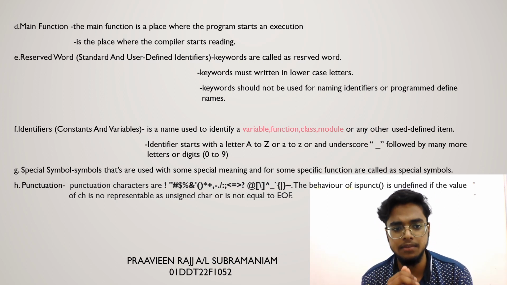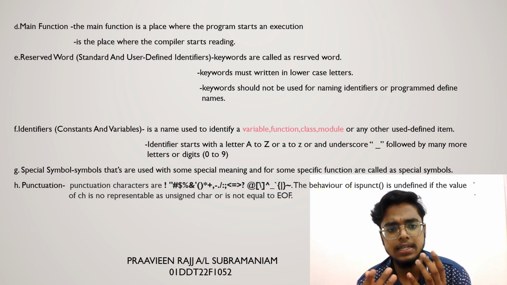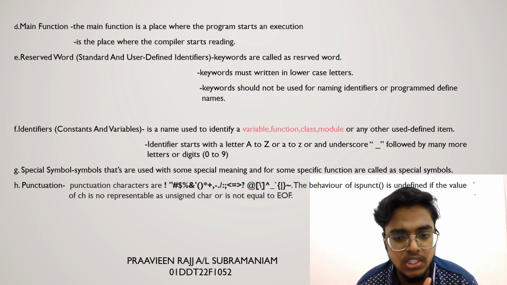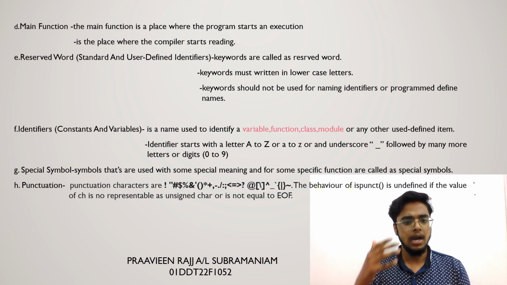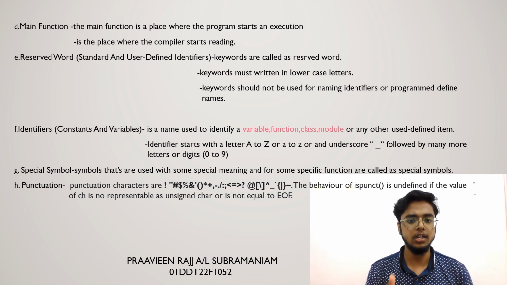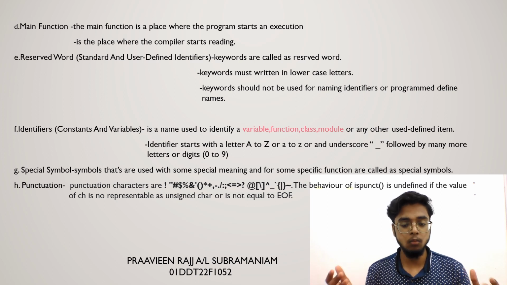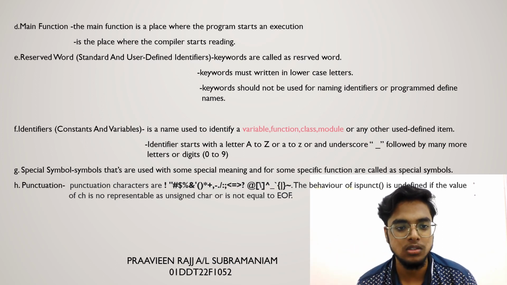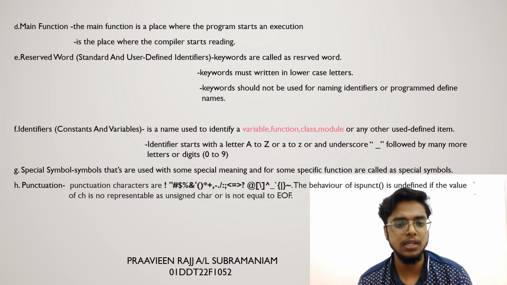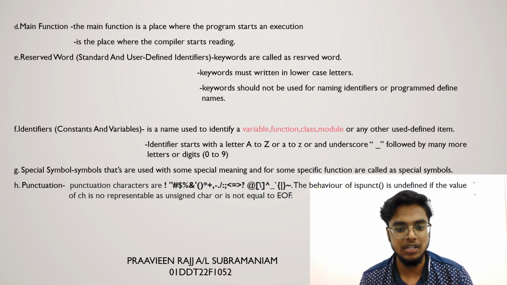Okay, let's look at the identifier, which is stated with constants and variables. It's a name used to identify a variable, function, class, module, or any other user-defined item. An identifier starts with a letter A to Z, or a to z, or an underscore, followed by many more digits from 0 until 9. Now, special symbols. Special symbols are used for special meaning for some specific function.